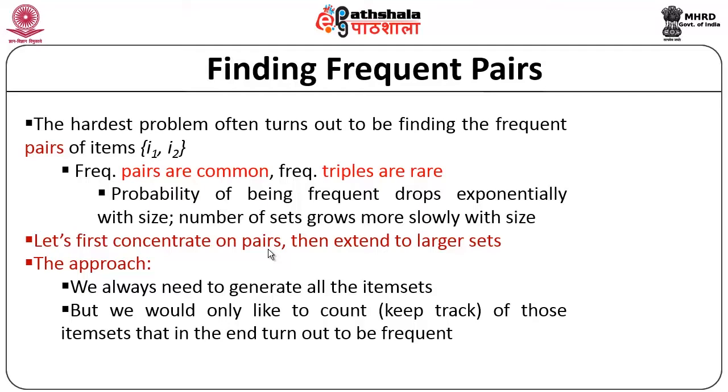To identify items that are in common, that is the pairs of items, we will have to generate first all possible item sets, and we need to keep track of the count of only those item sets that at the end turn out to be very frequent.